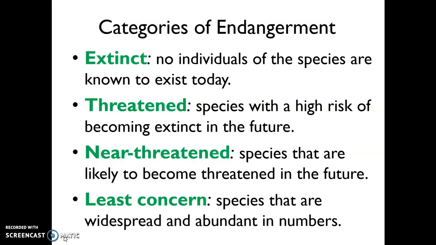And last we have least concern, species that are widespread and abundant in numbers. So things like crows and some insects like roaches are certainly of no concern right now, so they would go into the category of least concern. Last for this screencast, we'll look at some categories of organisms that fall into these categories and what their risks are.